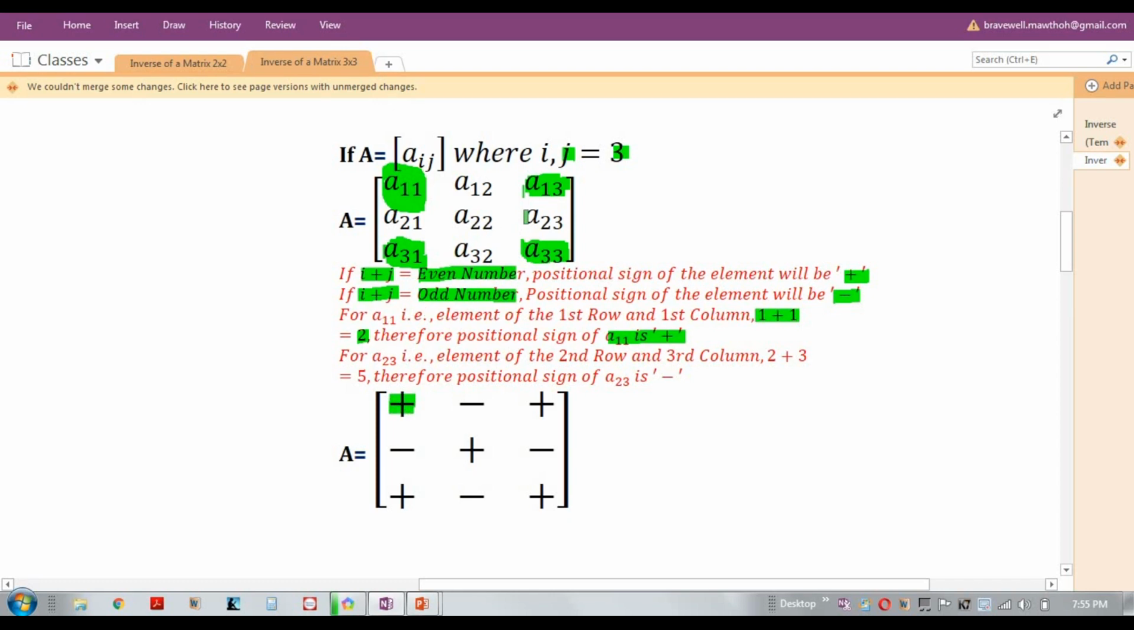Next, let us take an example of A23. This particular element is present in the second row and third column. The sum of 2 and 3 is equal to 5. 5 is an odd number, therefore the positional sign of A23 is minus. So that is how we get minus out here. In a similar way, the positional sign of all other elements are determined.